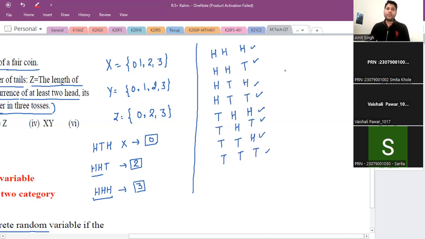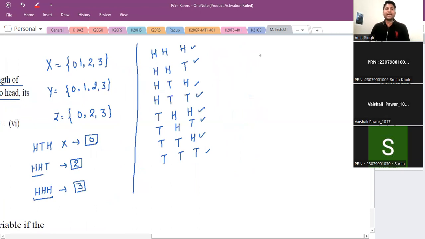Now I'm supposed to make the probability distribution table for this. So firstly, I'm making it for x. So how to write it? X equals to x, that is the possible values of the random variable, and in the second column it's probability. So the possible values for x are 0, then 1, then 2, and then 3.